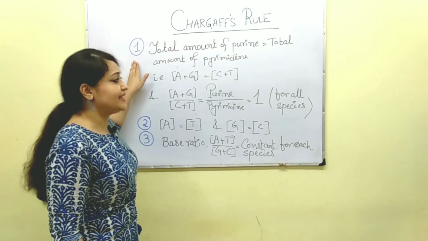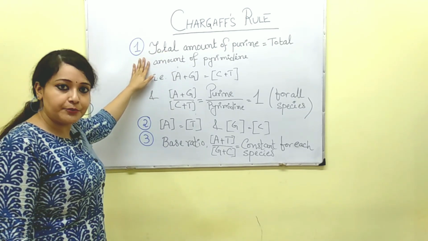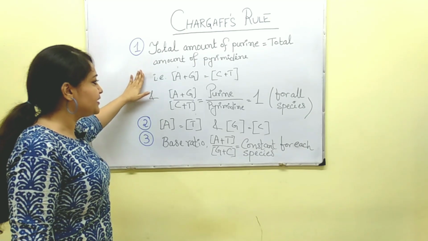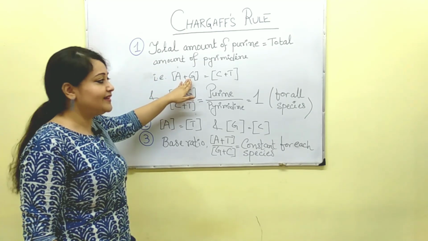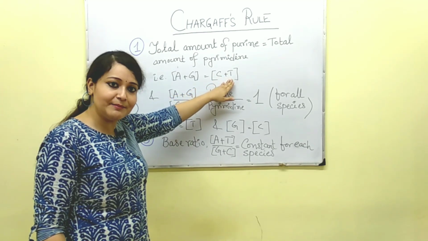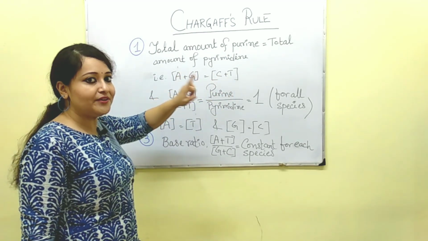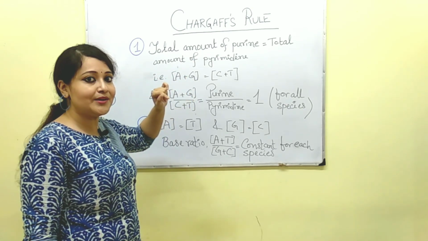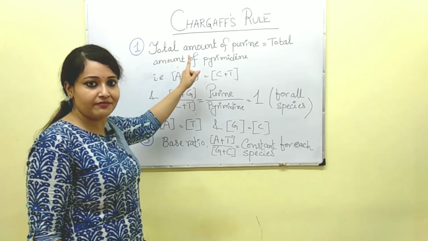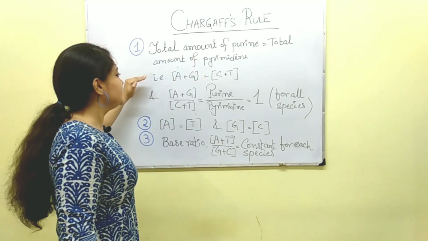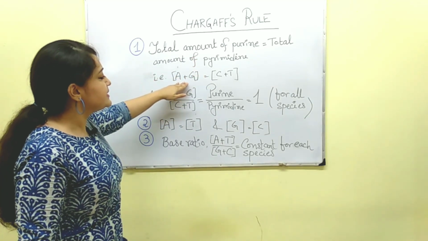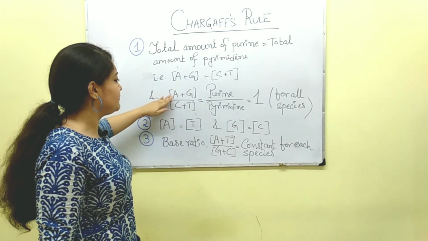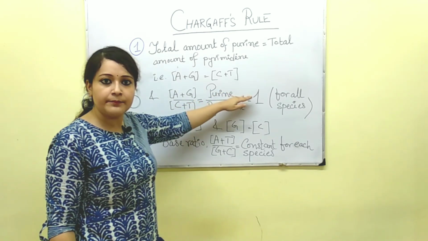The first rule states that the total amount of purine bases is equal to the total amount of pyrimidine bases. That means adenine plus guanine is equal to cytosine plus thymine. See, here I have not written uracil. Why? Because uracil base is present in case of RNA only, and this rule is not valid in case of RNA. And secondly, the ratio between purine and pyrimidine, that is A plus G divided by C plus T, is 1, right?